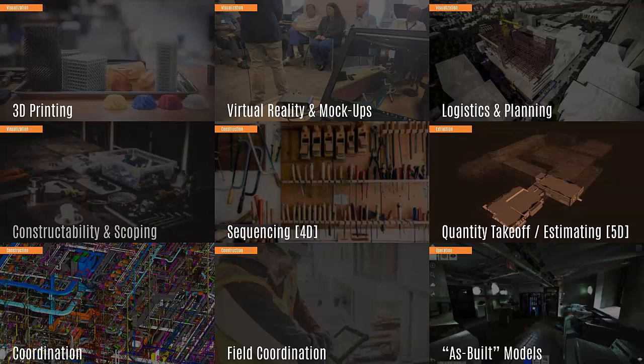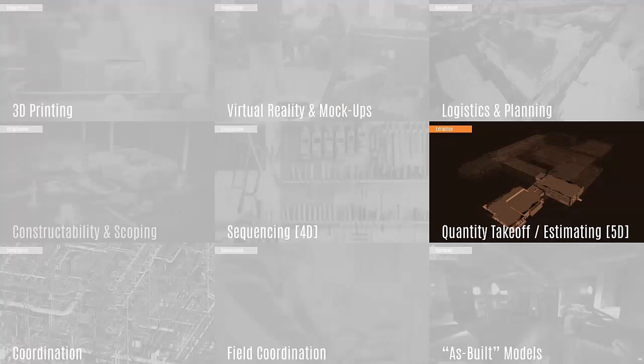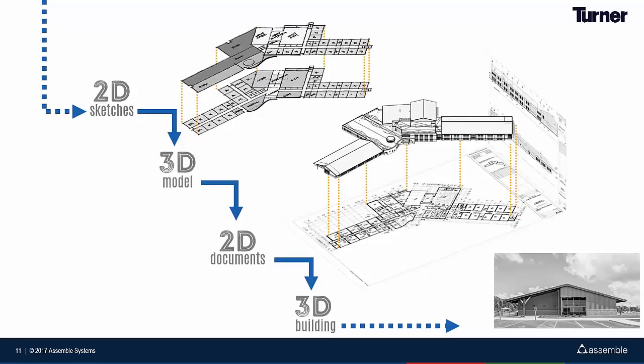Anything from 3D printing to 4D, which is model-based scheduling, to coordination, which a lot of people are probably familiar with, and then of course as-built models using things like laser scanning and photogrammetry and so on. But of course for today we're going to focus on 5D, which some of you might know better as quantity takeoff or model-based estimating.